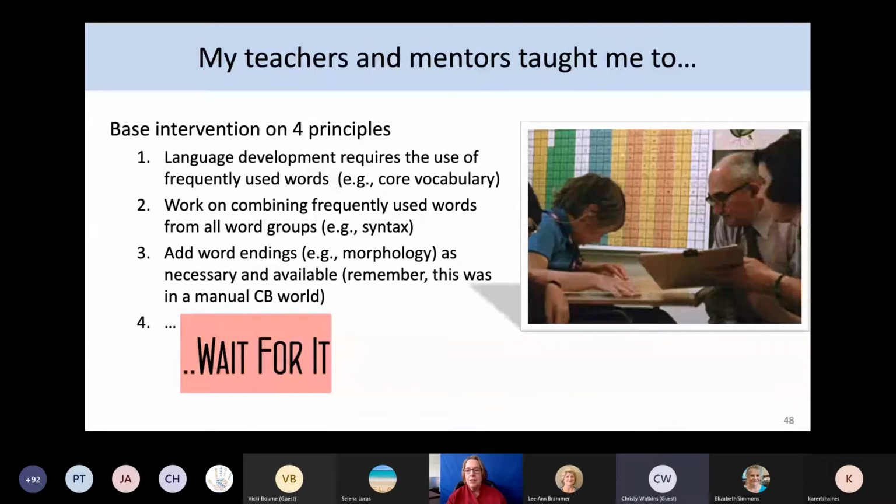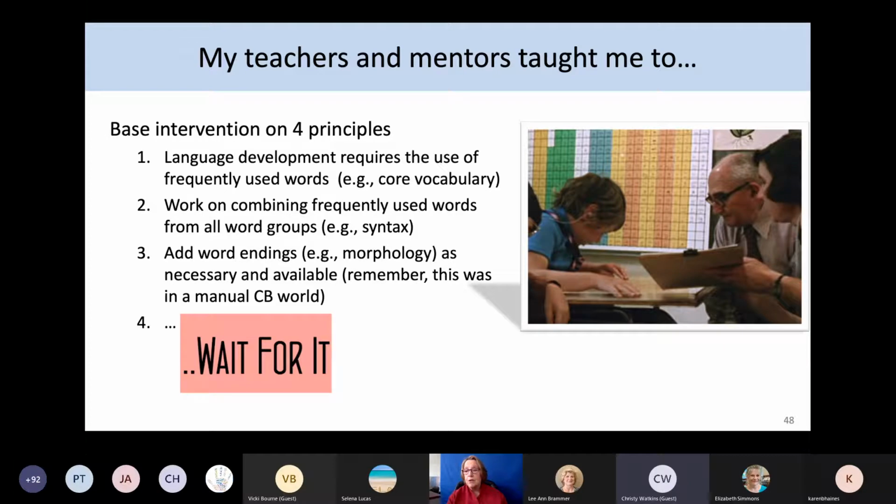Core vocabulary. Our field kind of lost track for a while in focusing on core vocabulary, but it was always a part of my training that we had to have those frequently used words. What we needed to do with our kids, no matter what level they were, is work on putting those words together, making sure we had words from all these different word groups. And when possible, if you had room on your manual board, you could start even having kids adding word endings.